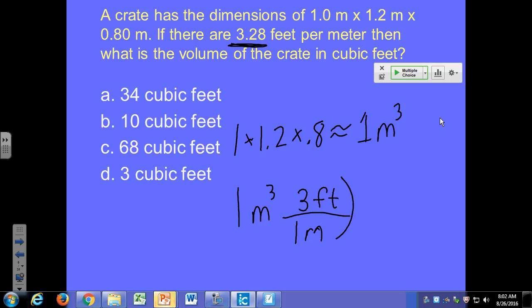What do I have to do to this conversion factor? I have to cube it. And so that's going to give me 27 cubic feet. But I made some estimations along the way, so if you do this correctly using 3.28 instead of 3 here, you'll get 34. Okie dokie.